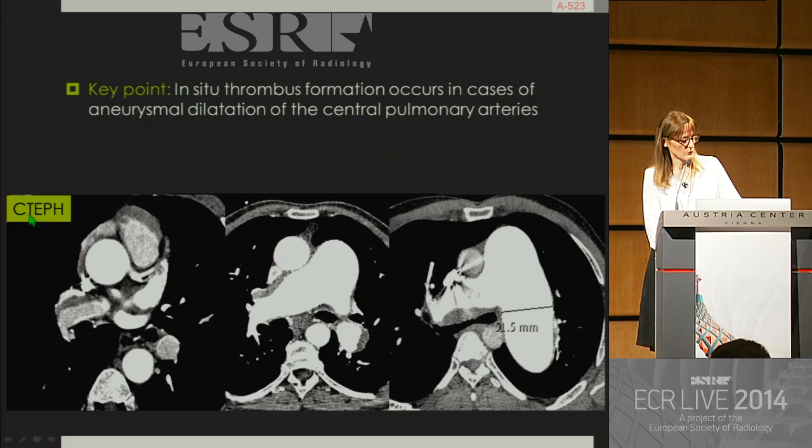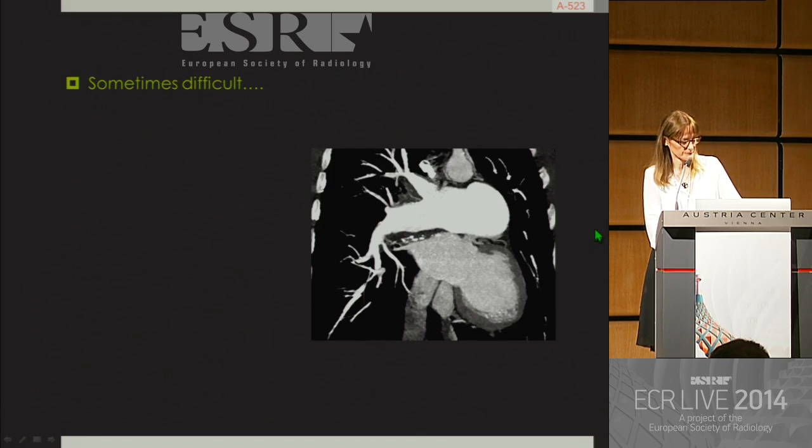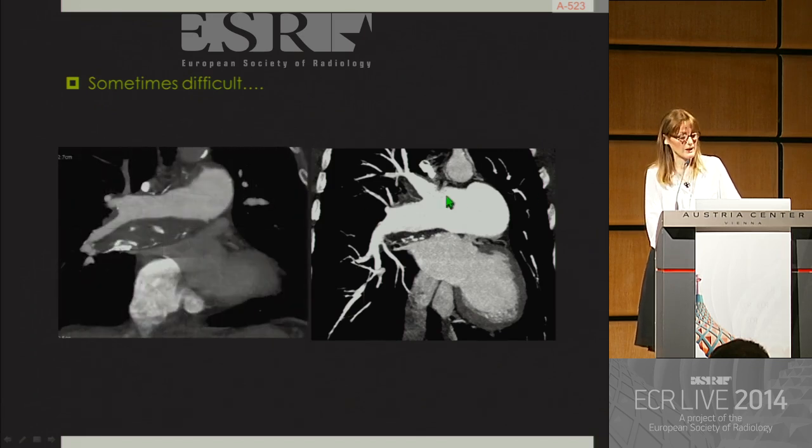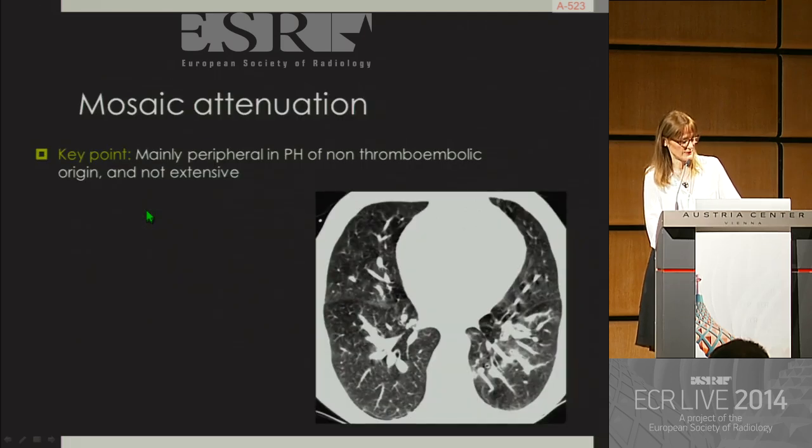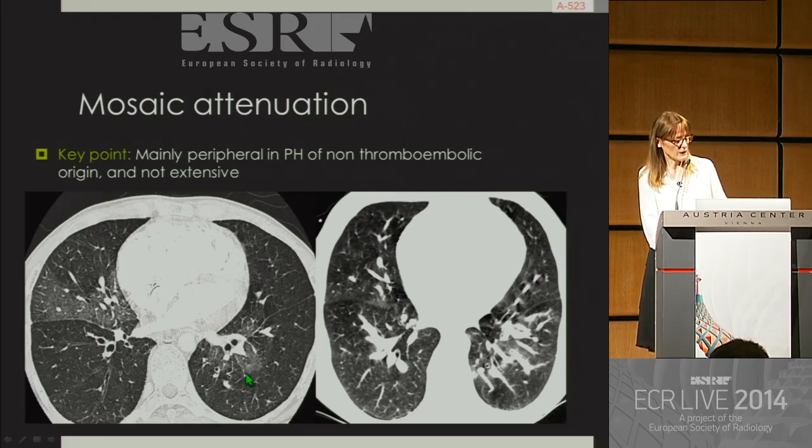This is chronic thromboembolic PH, this is Eisenmenger, and this is portal hypertension. But sometimes it's difficult. This is the patient with Eisenmenger, and this is chronic thromboembolic disease. Regarding the mosaic attenuation, it's mainly peripheral and limited in pulmonary hypertension of non-thromboembolic origin. It is due to distal vasculopathy, and you won't have large areas of mosaic attenuation if it's not of chronic thromboembolic origin.